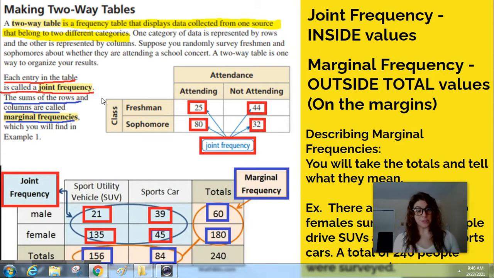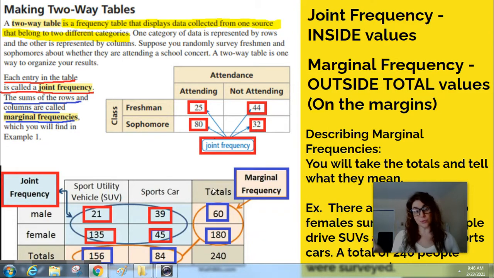Knowing some terminology is important. So a two-way table is just a way of collecting data and displaying it. We have what are called joint frequencies and marginal frequencies. Joints are the interior part, okay? They are what's joined together to make our totals, if you want to think of it that way. So it's each entry on the interior of our table.